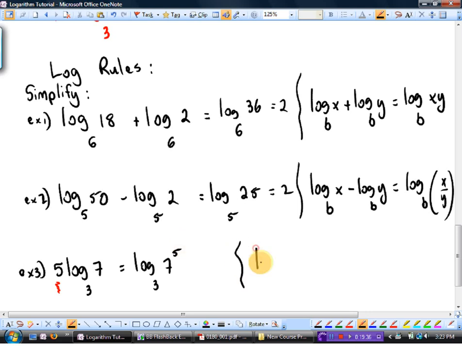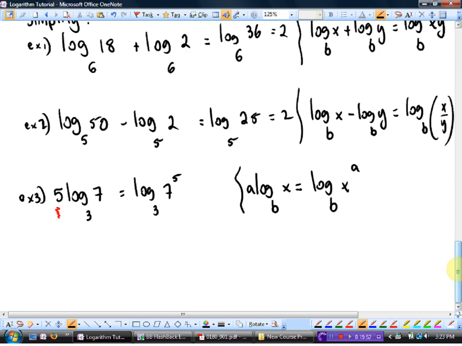Our log rule was, I think we said, A log base B of X is the same as log base B of X to the A. We called that the power rule. So we would give stuff like this then. Simplify the following.